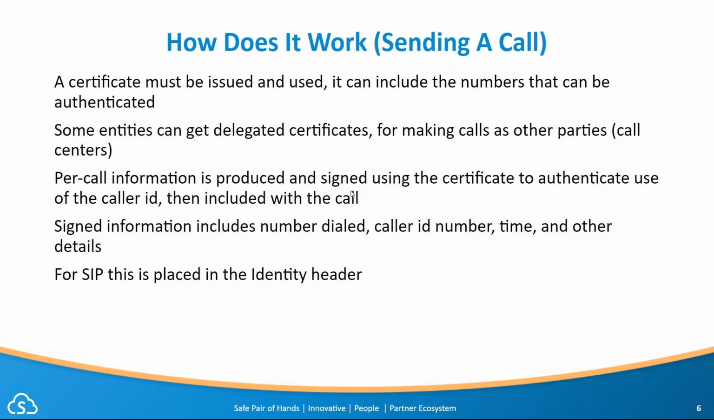And all of this is included with the actual call itself. This signed information includes the number dialed, the caller ID number, a time, and other details. And the time and number dialed and all the details really are there to ensure that this signed information can't be reused for other purposes at a later date. You really need to generate it each time you send a call and not reuse it. For SIP, this gets placed into the Identity header. So if you see calls coming in that have an Identity header, that is Stir Shaken.